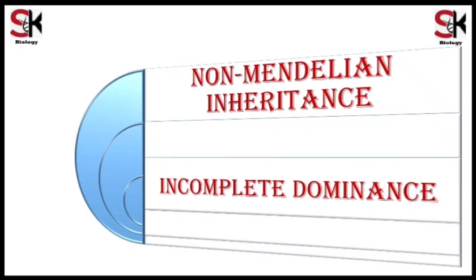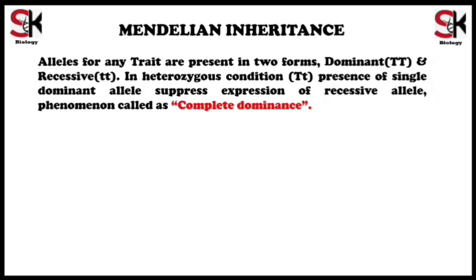Let us start. We already know Mendelian inheritance, in which we studied that alleles for any trait are present in two forms. One is dominant with a pair of dominant alleles and one is recessive with a pair of recessive alleles. In heterozygous condition, one allele will be dominant and one allele will be recessive. The presence of one dominant allele suppresses expression of the recessive allele in case of heterozygous condition, and this phenomenon is called complete dominance.